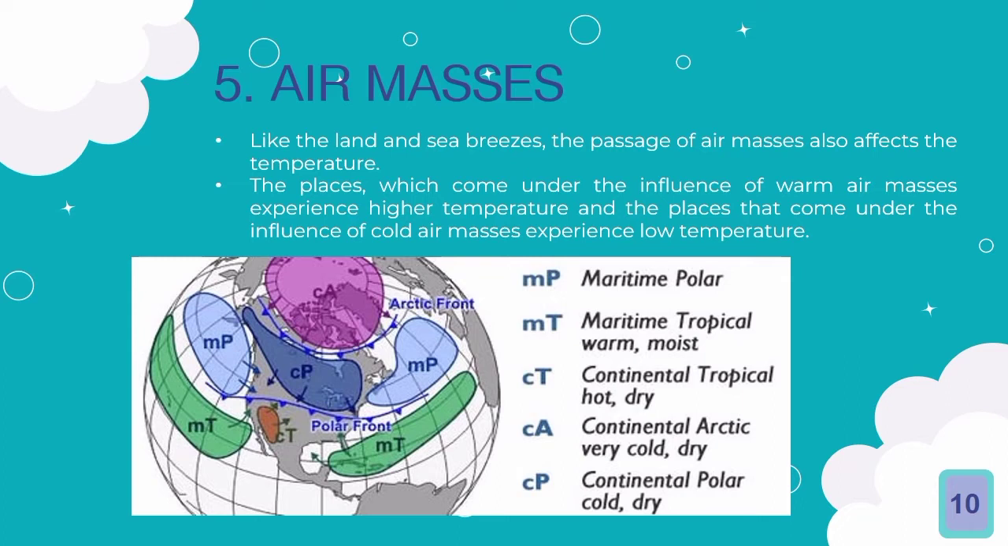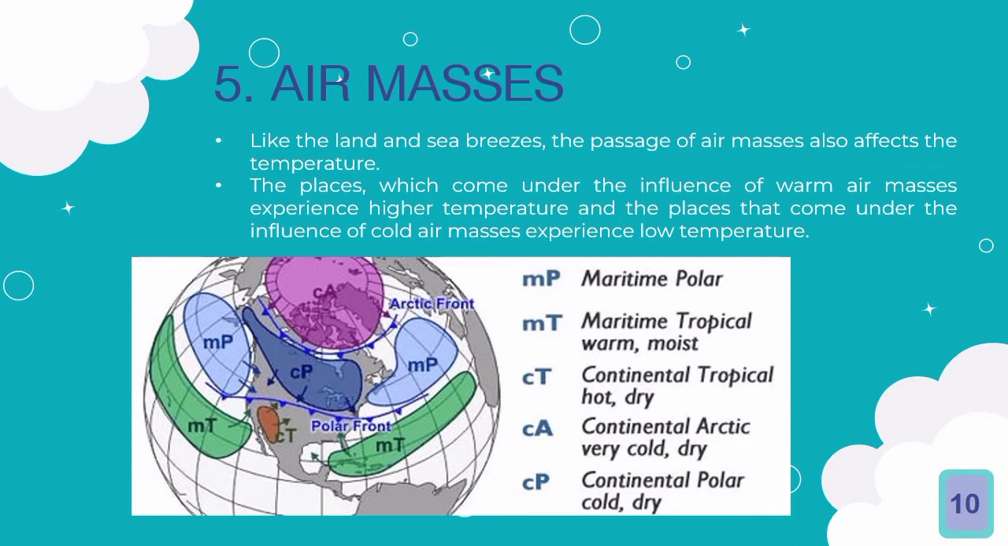MP means the maritime polar, MT means the maritime tropical, which are the warm or moist kinds of air masses. Next is the CT, or the continental tropical, which has hot and dry air, and CA, the continental Arctic, very cold and dry, and CP is the continental polar, which can experience cold and dry air.